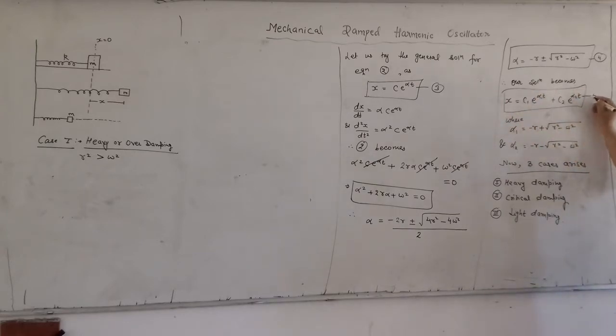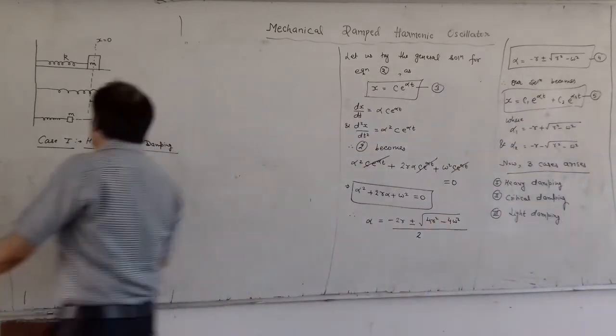So when we put r square greater than omega square, this will always become positive, right? And it will be smaller than r. So we can check that minus r plus a small quantity will be negative, right? And minus r minus any quantity will again be negative. So therefore both this quantity and this quantity will be negative.